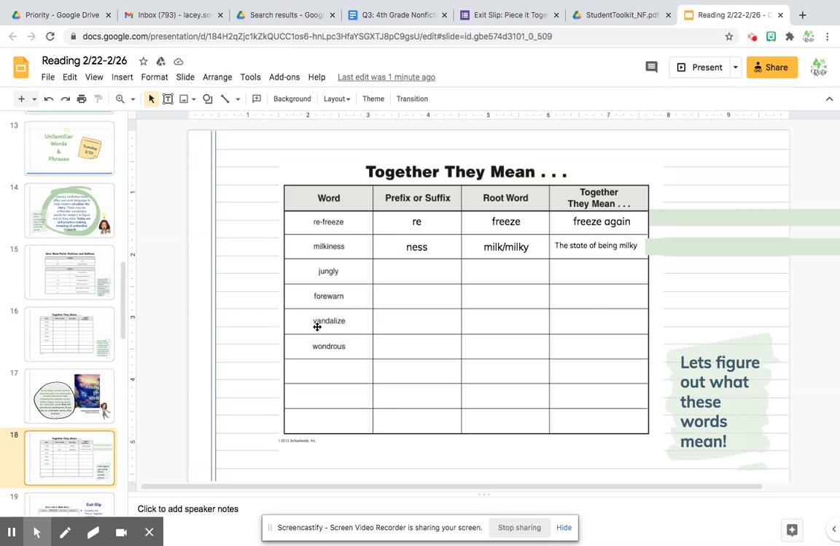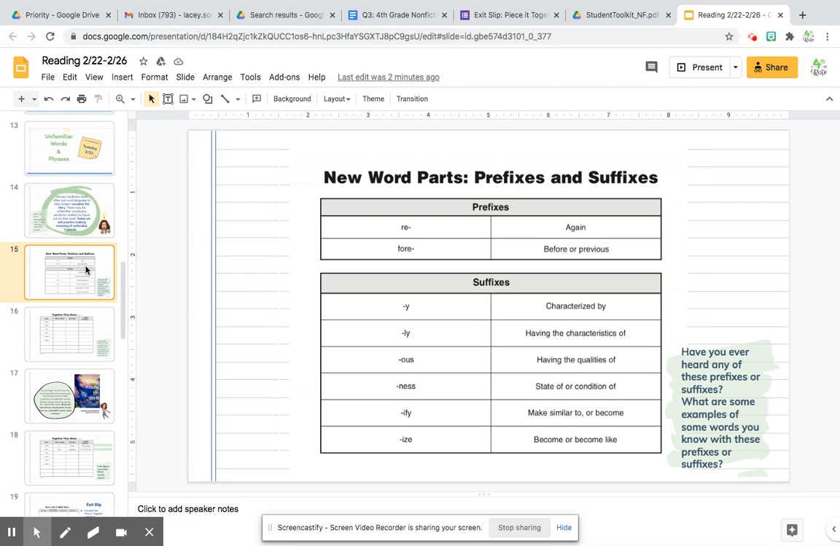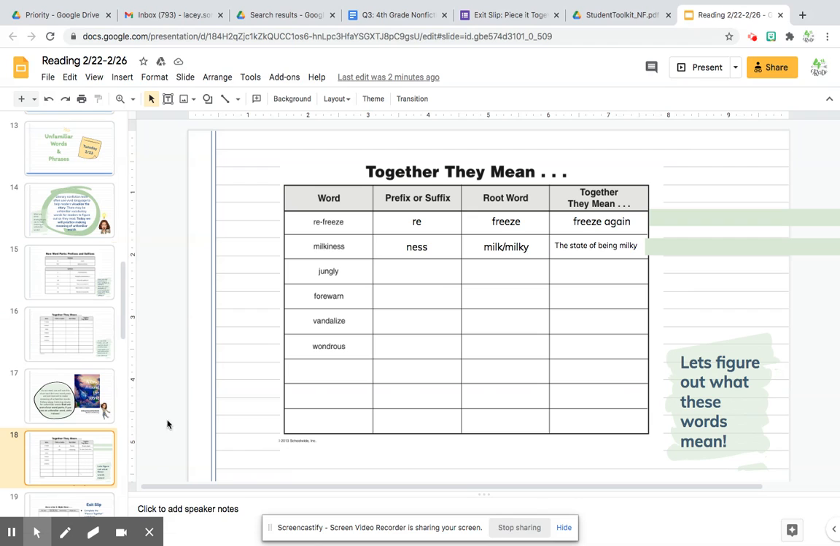All right, let's take a look at vandalize. So I have that suffix eyes, I-Z-E here, and vandal. What's your understanding of the word vandal? What do you think it means? All right, well, I know already that I-Z-E is going to be that idea of becoming or become like. Ooh, and vandal here is the word. Let's see how it's being used in the text.